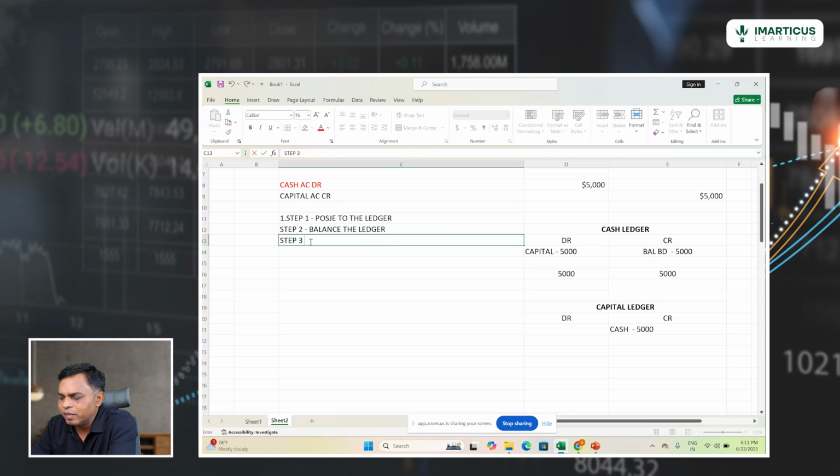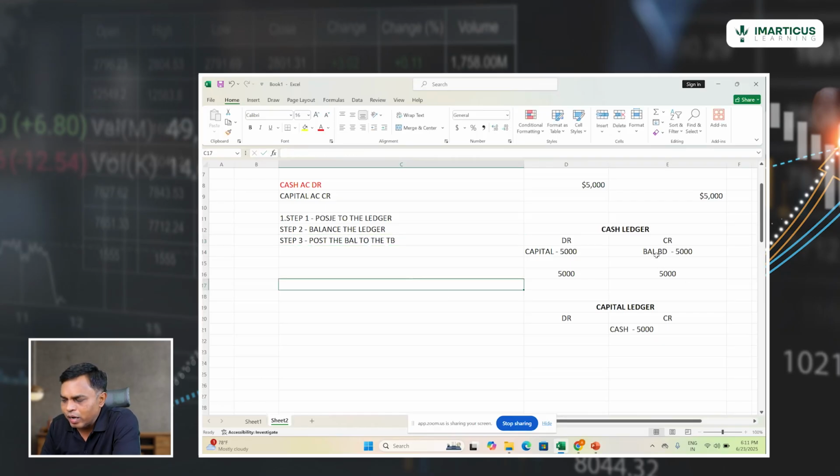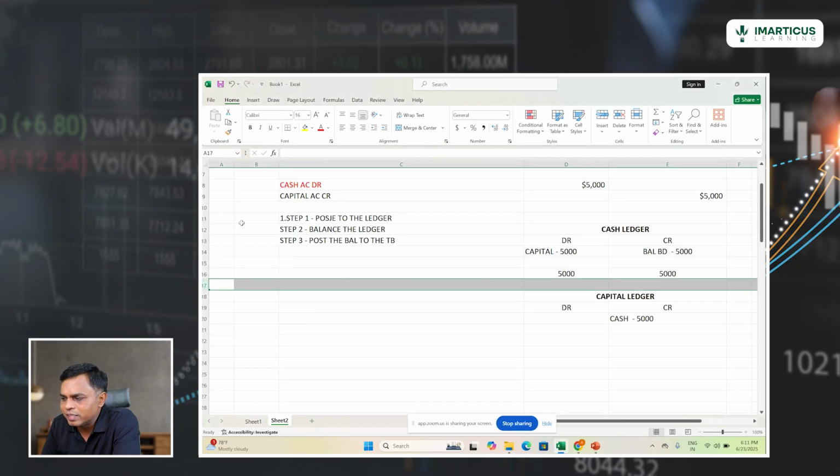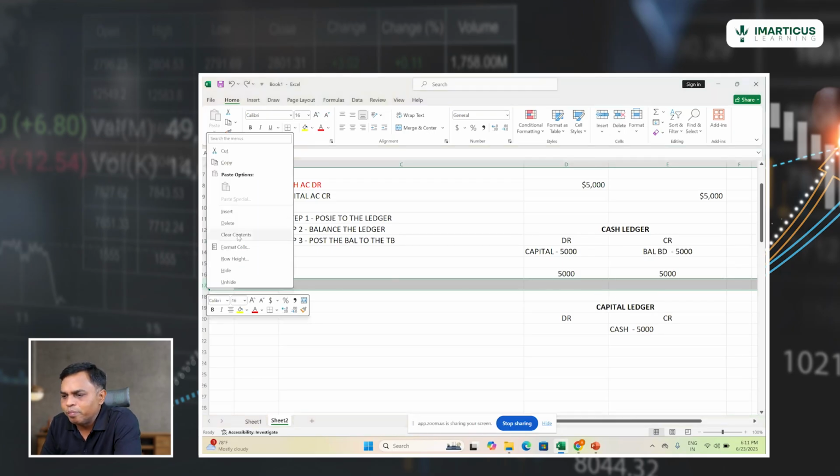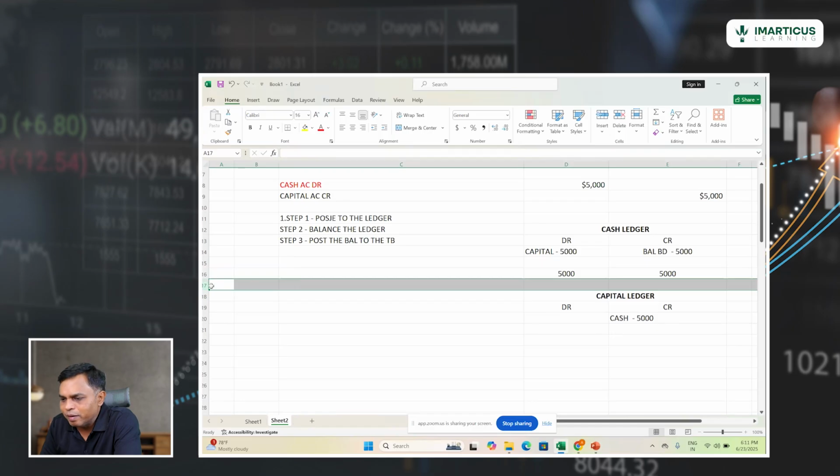Now step 3: post the balance to the trial balance. The trial balance needs to be posted. In accounting, you cannot use the balance which is brought down. That should not be posted into the trial balance. Instead, you need to bring the balance to the other side.